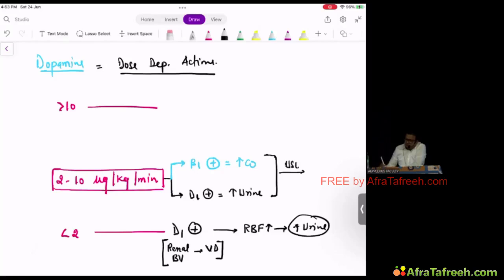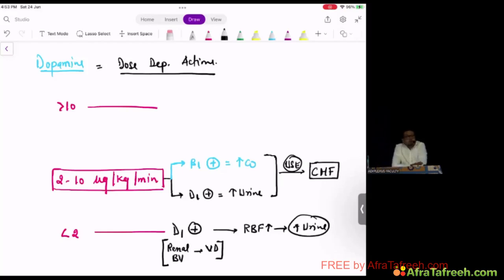What will be the use of dopamine in this dose? In which disease? Congestive heart failure. It will decrease congestion, improve heart failure. Urine output and cardiac output both will increase. Congestion will go down, heart failure will improve. Understood? What will be the route of this drug?